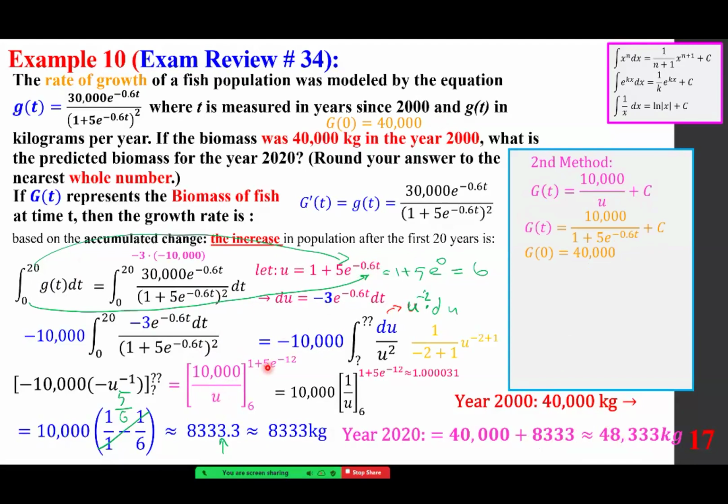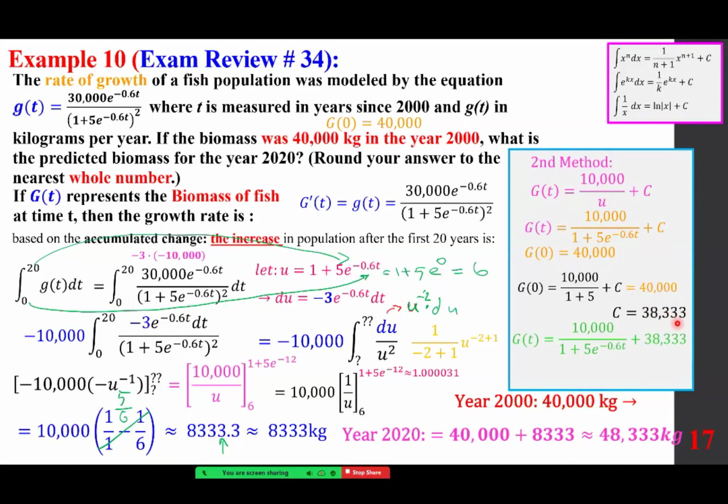So again, this one we've done, plus a constant, replace the u. Remember, g of 0 is 40,000. The fact that 1 point is given, we can figure out the c. So let's plug in 0. When we plug in 0, we get 10,000 over 1 plus 5, plus a constant is 40,000. You do the math, you find this, and C ends up being 38,333. So G of t becomes this function plus this number.